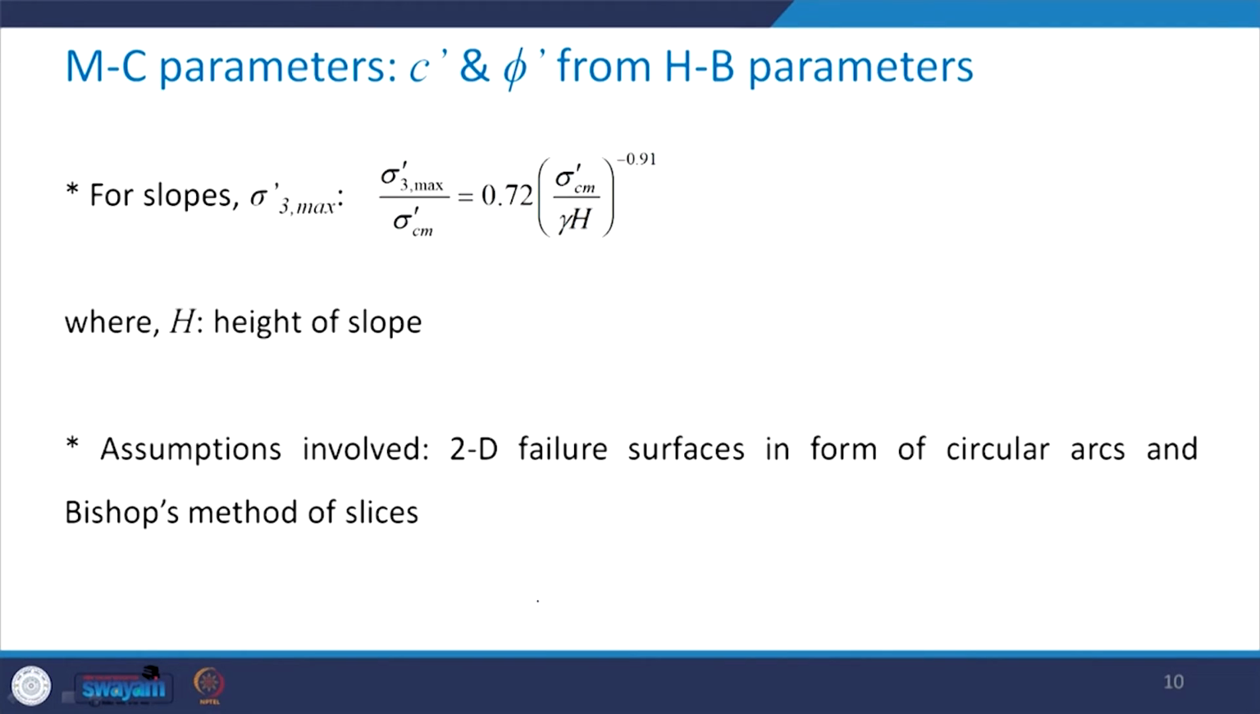In case of slopes, this expression is used. You can see that the empirical constants here have changed. H is the height of the slope, and again gamma is the unit weight of the rock mass. One needs to keep in mind that when you apply this expression in case of a slope, the assumption involved is 2D failure surfaces in the form of circular arcs, and one needs to use Bishop's method of slices.